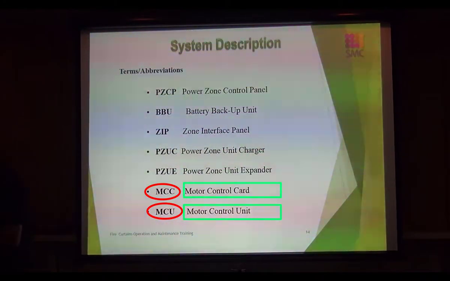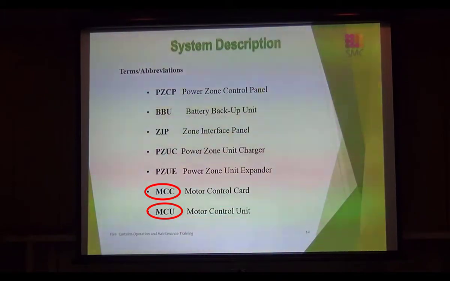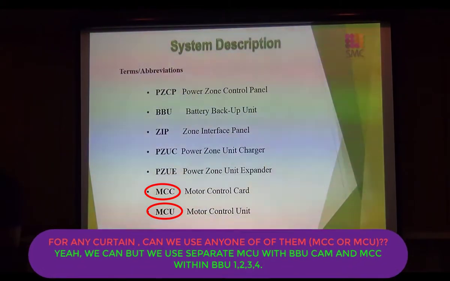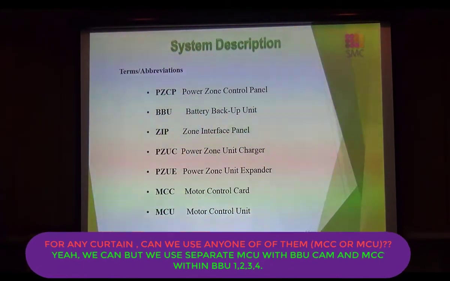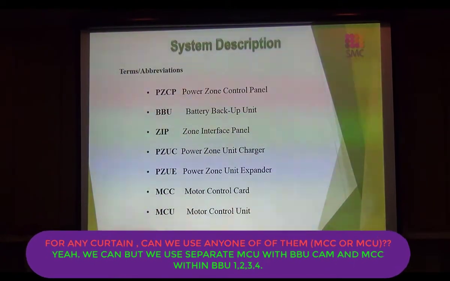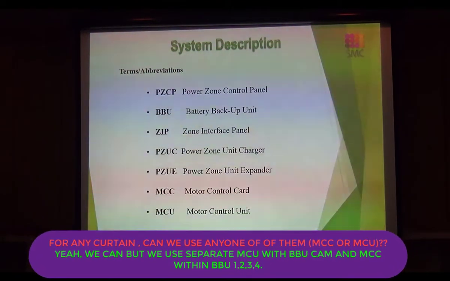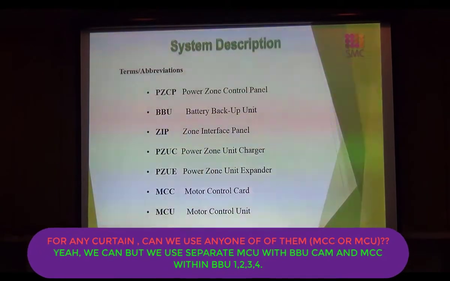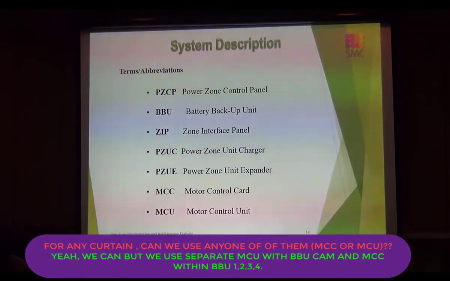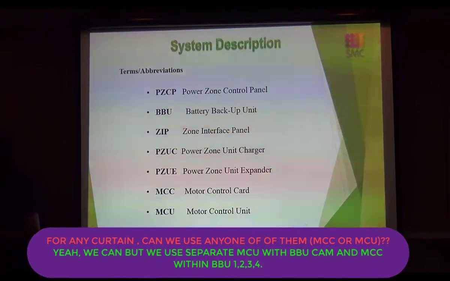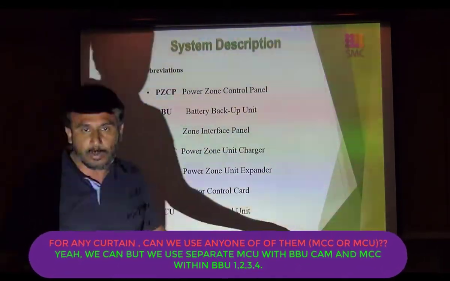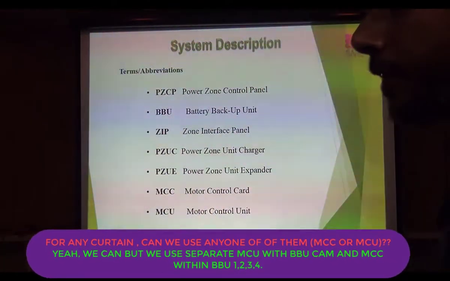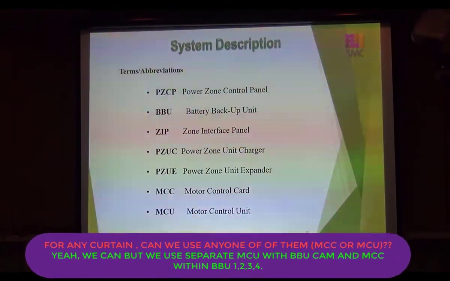In the system, for one curtain, do we use both? Actually, if we use a separate MCU, we will be using a BBU CAM and one MCU. Now what happens, I have a BBU CAM. Our BBU CAM will not have these MCCs inside. It will be driving the MCUs, right? There will be the BBU CAM, then there will be MCU 1, 2, 3 up to 20. Then with the BBU CAM you need a separate MCU for each motor.